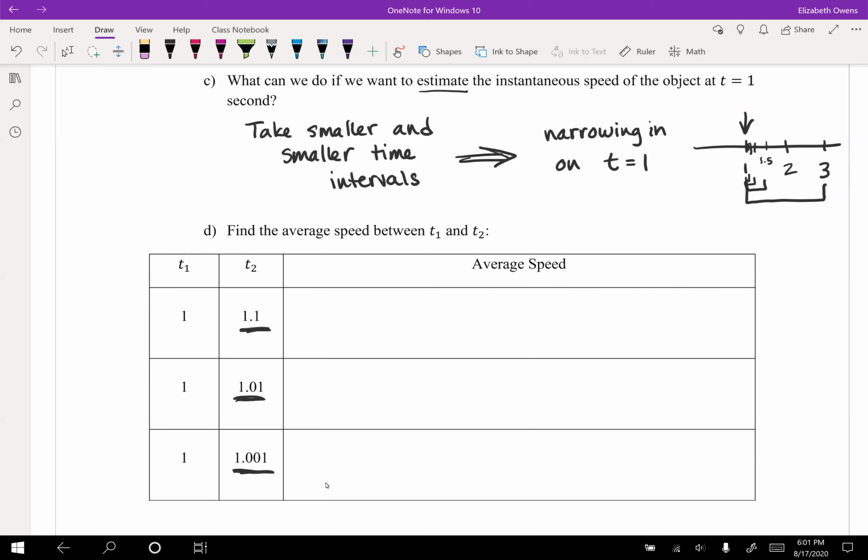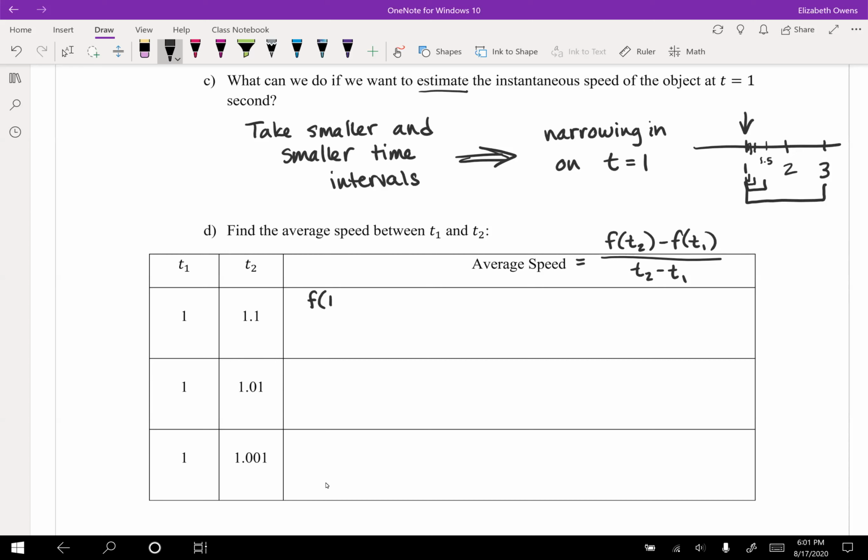All right, so let's calculate these. Now, you might want to pause this video right here for a second so you can practice doing the average speed calculations. So go ahead and pause. But I'm going to keep rolling in the background so that when you start this again, you can see the right answers. Okay, so our average speed, remember, we're doing f of t2 minus f of t1 over t2 minus t1 on all of these.